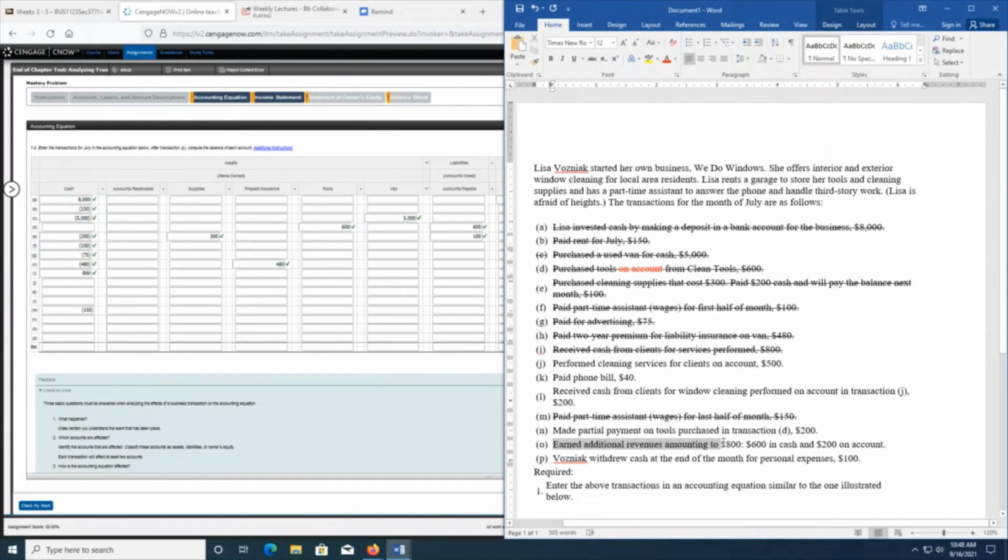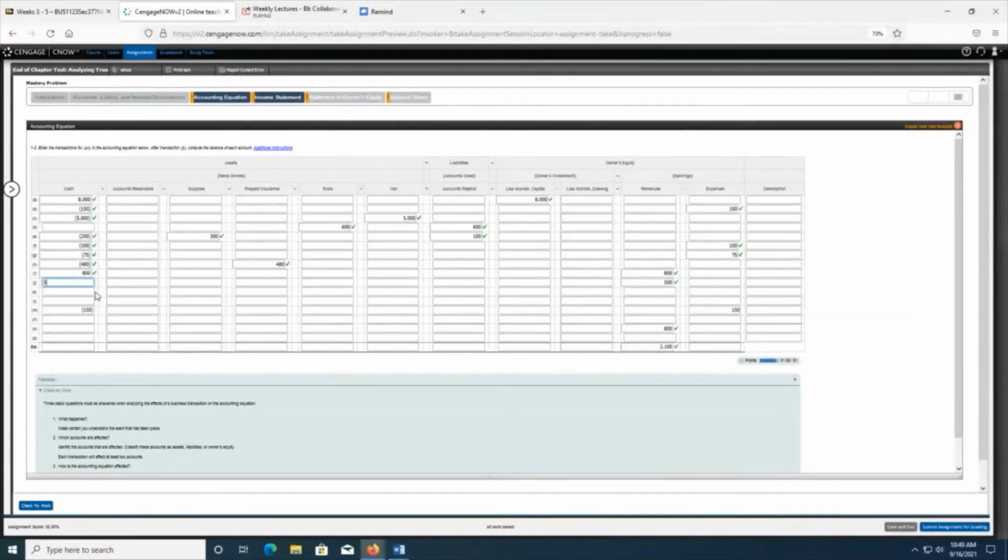Keep in mind that this is going to be two accounts. It's going to be pretty much similar to this one where we paid cash for one and an amount for the other one. So go back up here and reference what we did on D in order to finish out the rest of these. Okay, so perform cleaning services for clients is on account. If they owe us money, that's going to be accounts receivable. So we got that $500 on J, and it is accounts receivable.